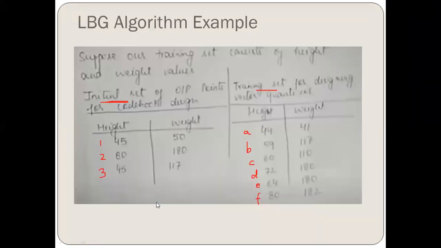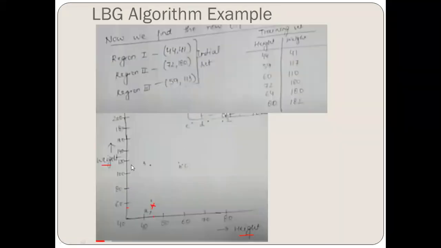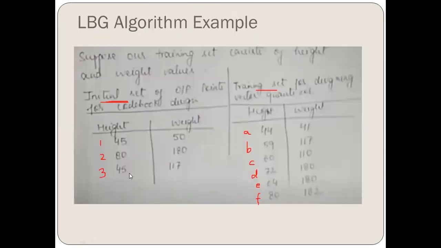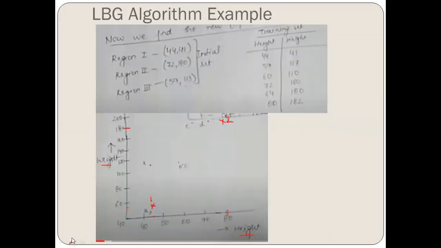Okay. Now similarly I have to plot 2, that is 80 and 180. So 80 and 180 will be plotted in this way, this is 80 and this is 180. So it will be plotted somewhere here, right? So this is the point 2. Okay. Now we have the third point, that is 45 and 117. So 45 and 117, you can plot it. 45 is here and 117 will be somewhere here. So this is the point that is called the third point, right? So we have plotted the initial plot.